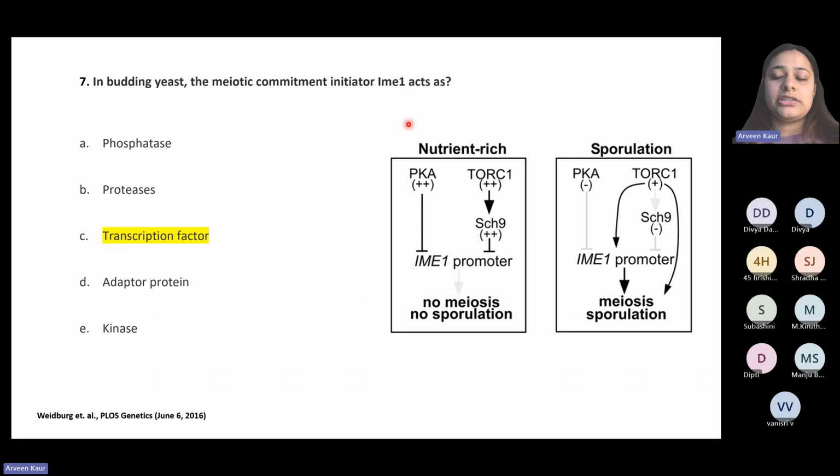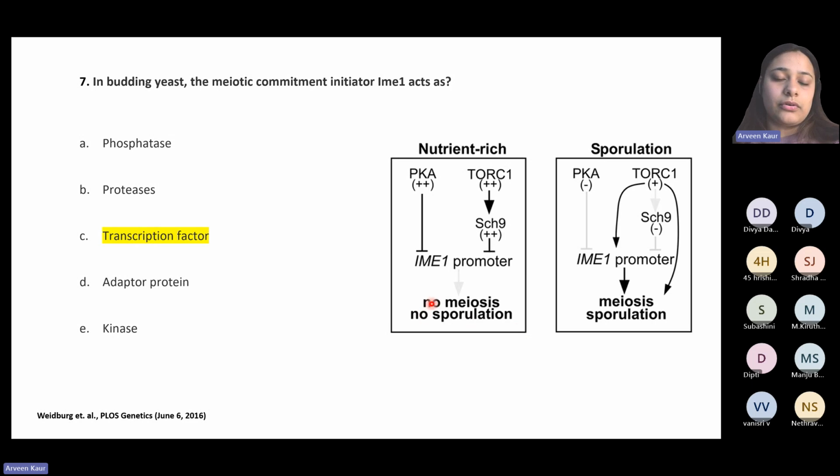So what happens during a nutrient-rich condition? This IME1 promoter is inhibited, right? You can see that there are multiple pathways due to which the IME1 promoter is inhibited when there is a nutrient-rich condition, right? So what happens when this promoter is inhibited? There is basically no meiosis that can occur, and no sporulation also occurs, right?